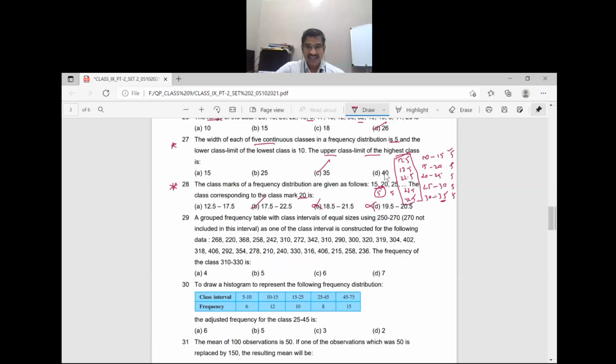Question number 29 is about calculating or using tally marks or counting. Between 250 and 270, how many numbers will come amongst this? Including 250, excluding 270. It's a continuous class interval. So amongst this, 268 comes, 258 comes.